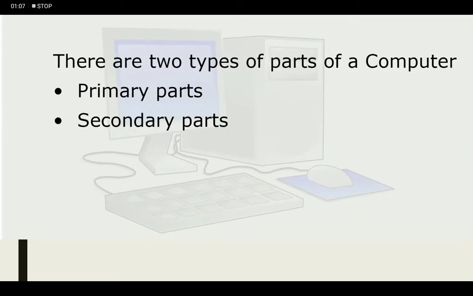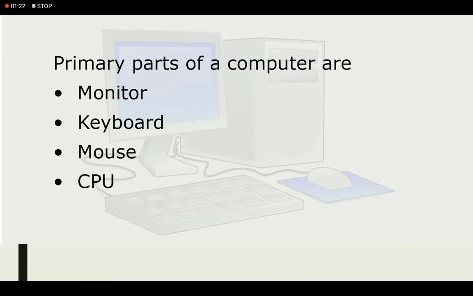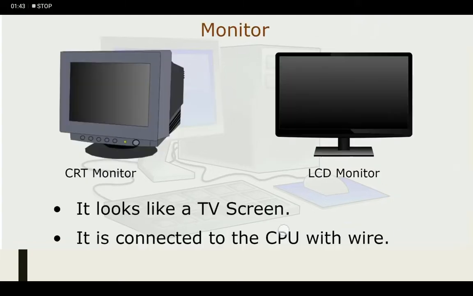There are two types of parts of a computer. The first one is primary parts, the second one is secondary parts. So today in this video we will learn about primary parts of a computer system. As you can see, there are many main primary parts like monitor, keyboard, mouse, CPU. These four are the main parts of a computer, or we can say these are the primary parts of a computer.